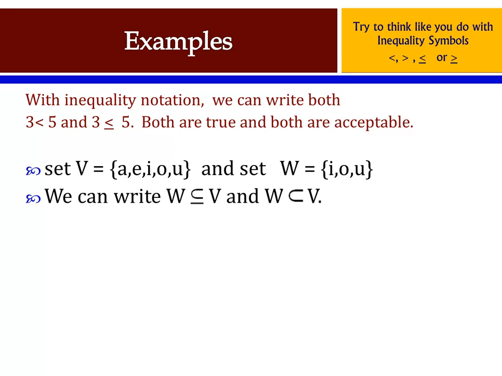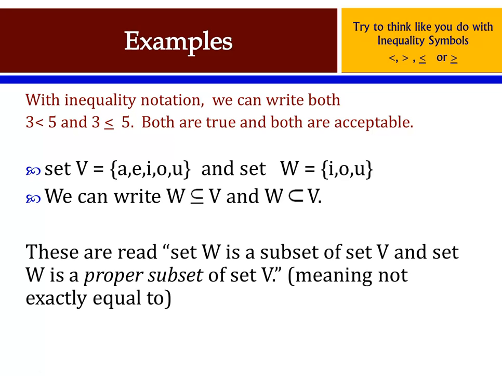Now, the reason we can say it's a proper subset is that it's not exactly equal to V. It just has 3 elements, I, O, U, which are all elements of set V, {A, E, I, O, U}, but it doesn't contain all the elements of V. That makes it a proper subset.